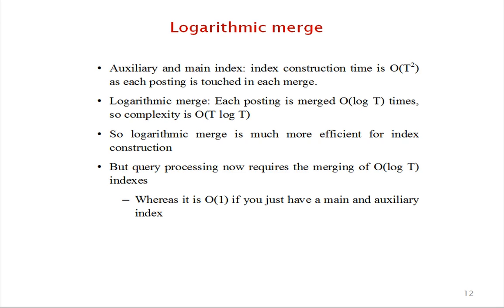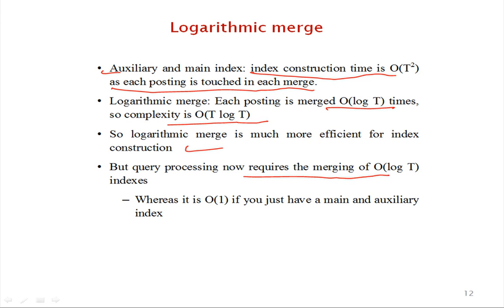The important points of logarithmic merge: auxiliary and main index construction time is O(T squared), as each posting is touched in each merge. In logarithmic merge, each posting is merged log T times, so the complexity is O(T log T) time. So logarithmic merge is much more efficient for index construction, but query processing now requires the merging of O(log T) indexes, whereas it is O(1) if you just have a main and auxiliary index.